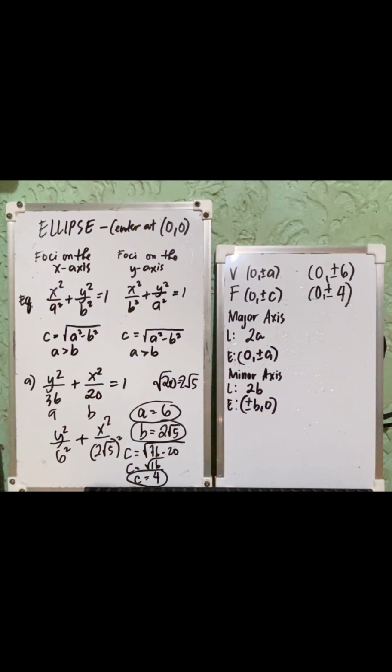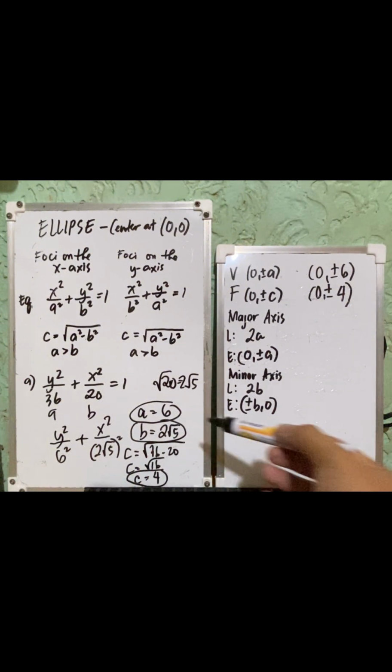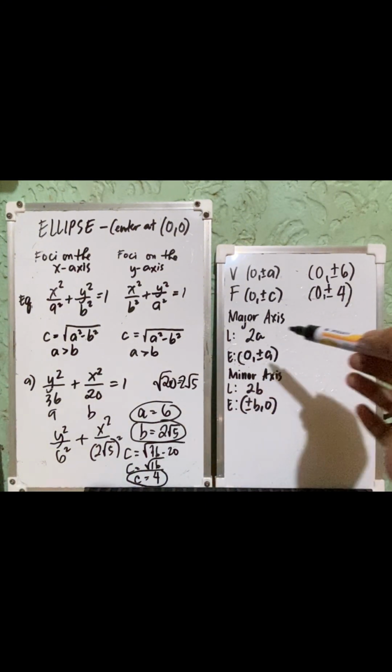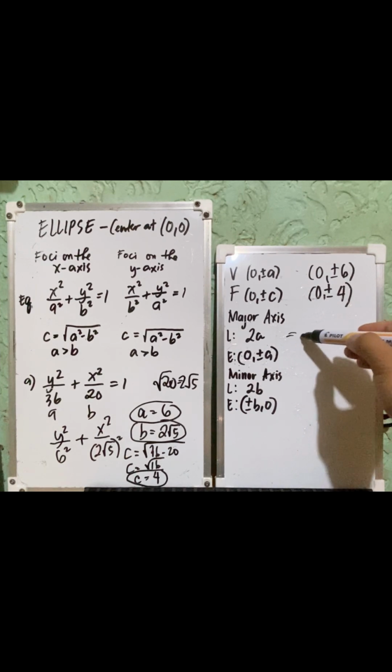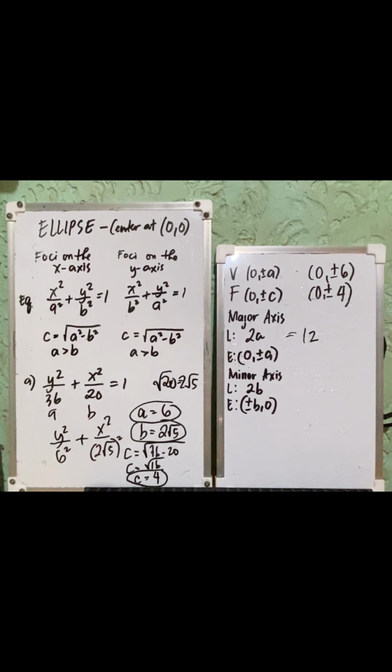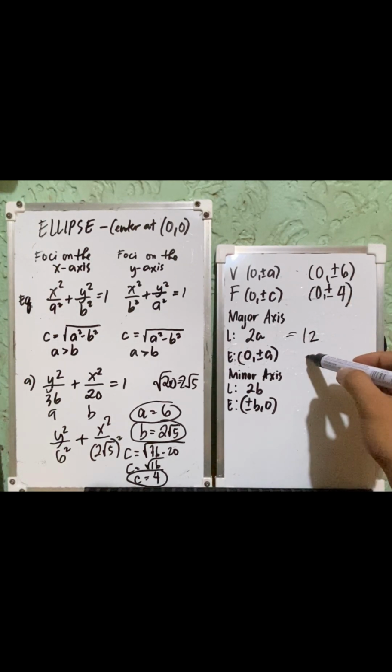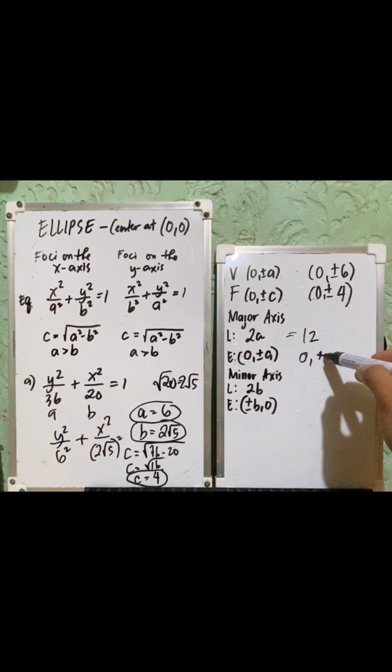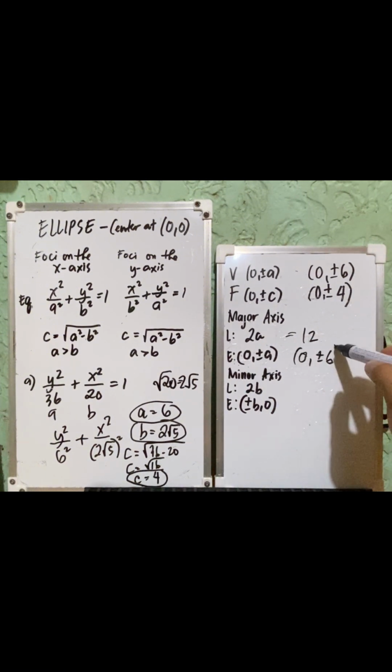Now, the length of the major axis is simply 2 times a. Your a is 6, so 2 times a is 12. The endpoints of the major axis are 0, positive or negative a, or your vertices. So that is 0, positive or negative 6.